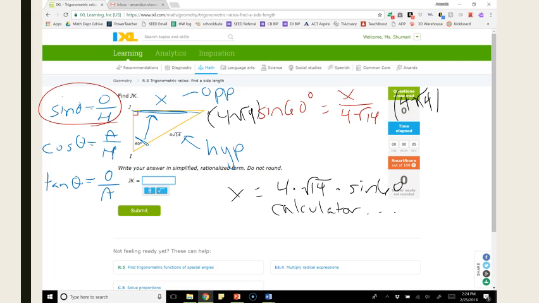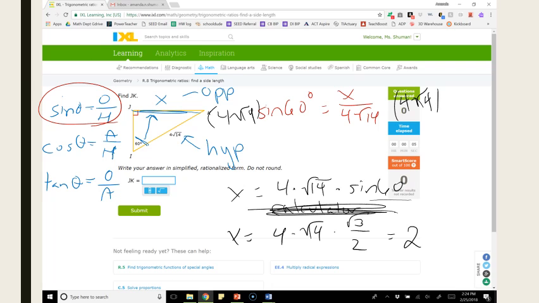Sorry, okay, so 4 times square root of 14, and 60 is one of our special ones, times square root of 3 over 2. So ignore the calculator. We can't use a calculator because this was one of our special angles. So 4 divided by 2 is 2. 14 times 3 is 42. So my answer is 2 square root of 42.